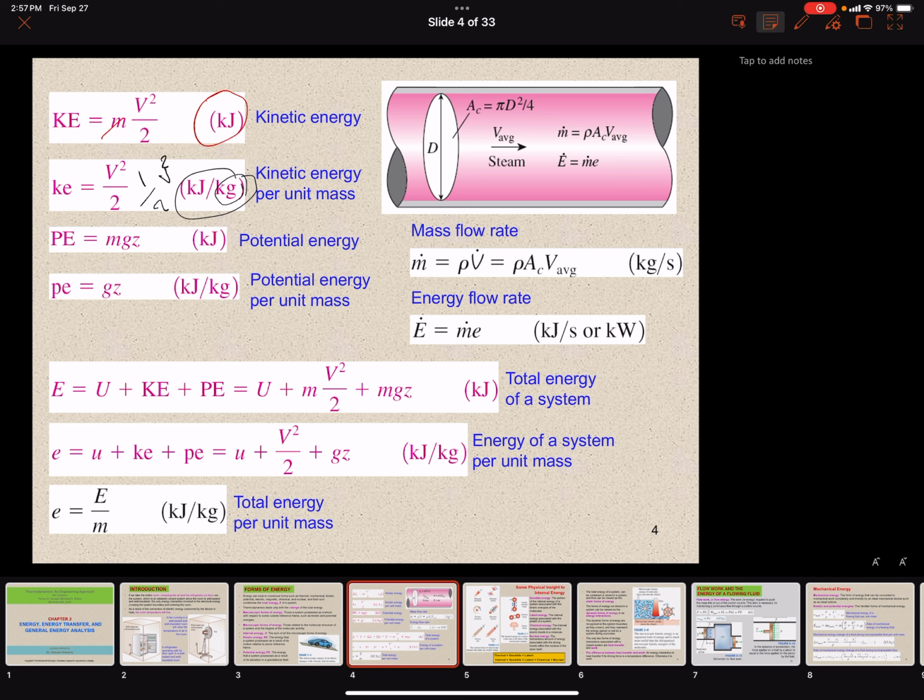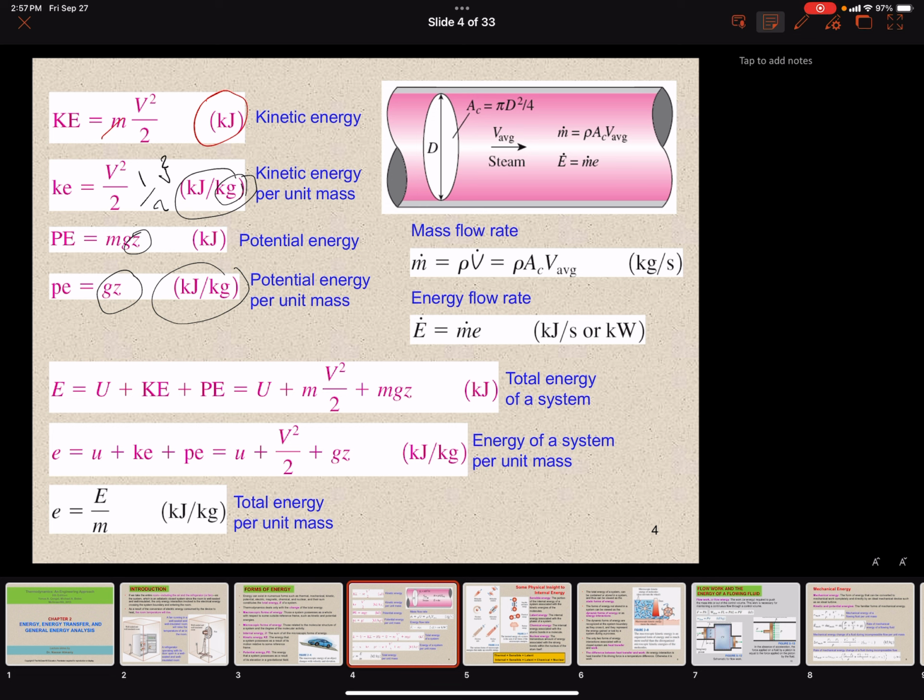Also, same thing for the potential energy. I think you still remember, it's the mass multiplied by the gravity, and z, which is the displacement, or the height, or whatever the movement happened to the object. And again, for the potential energy per unit mass, we divide by the mass, and we are left with this, and the equation will be the same as the kinetic energy per unit mass.